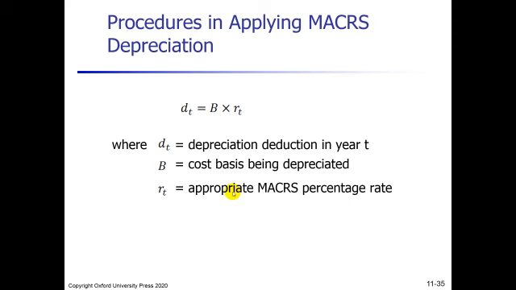Now, getting into some of our notation that we will be using throughout the rest of this lecture, D_T is the depreciation deduction for your taxes that could be written off in year T. Then you have B, which is your cost basis. That is your basis for the asset, so potentially the purchase price, plus any fees or costs that you had for getting it into service. And then you have R_T, which is the rate that comes from the MACRS percentage rate.